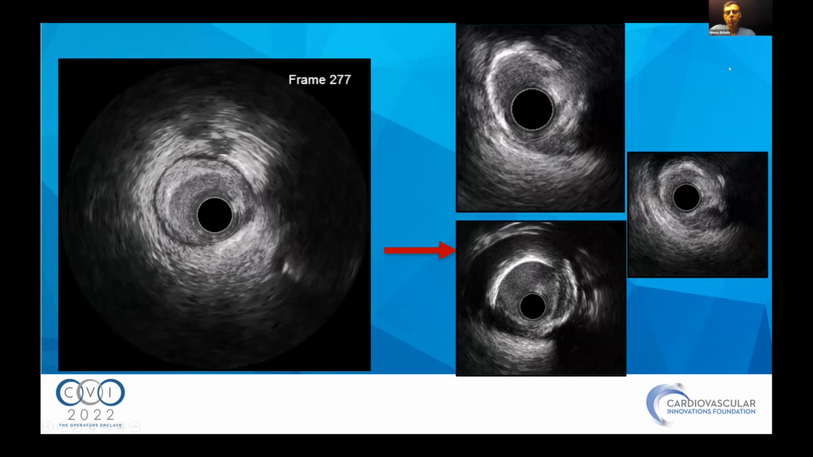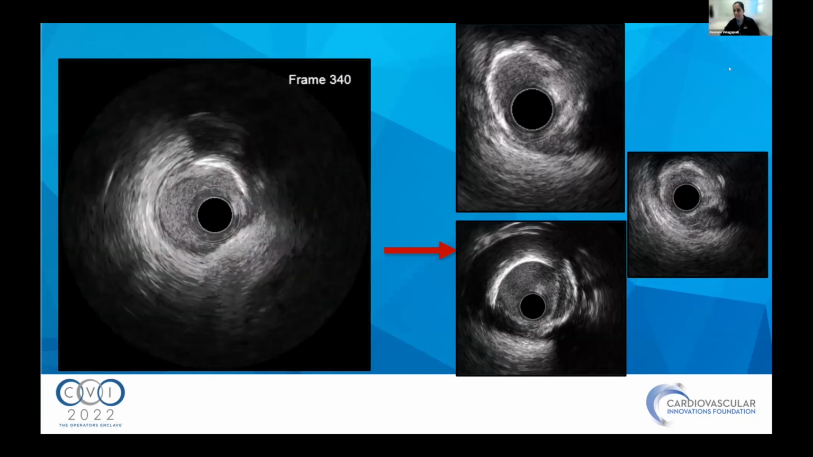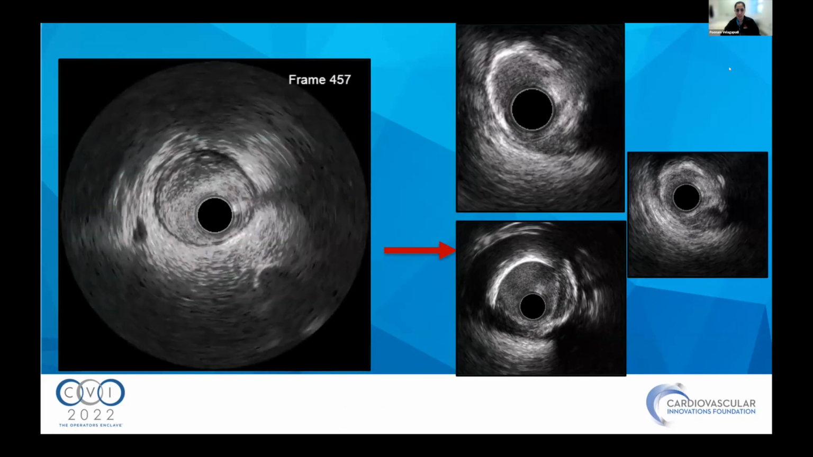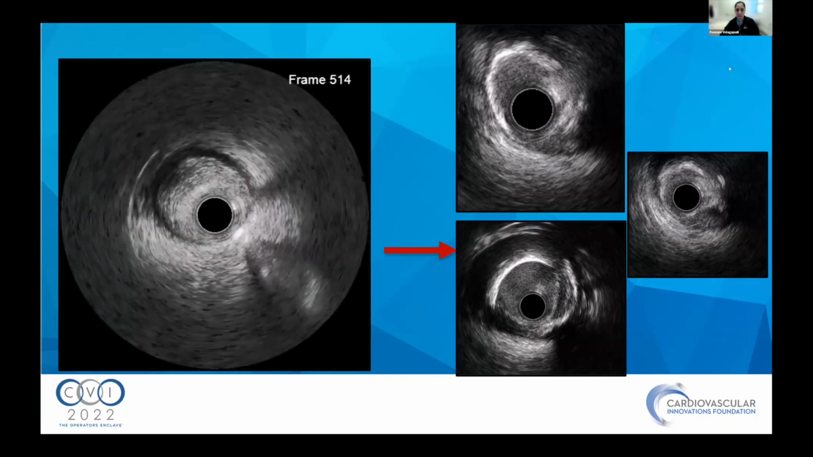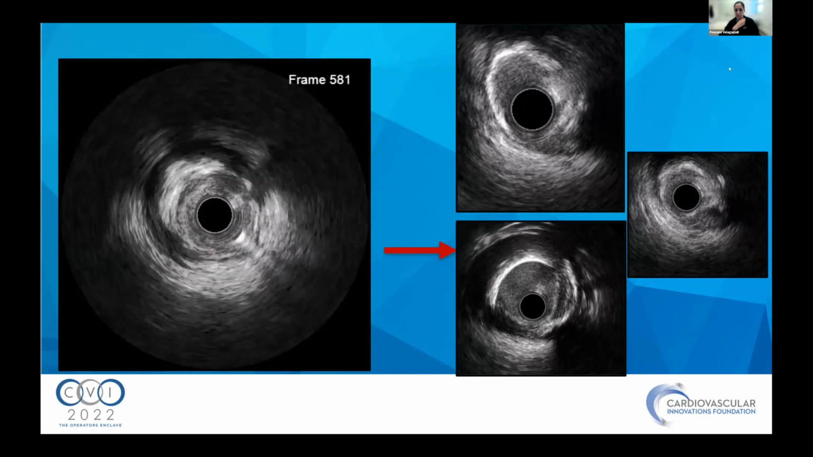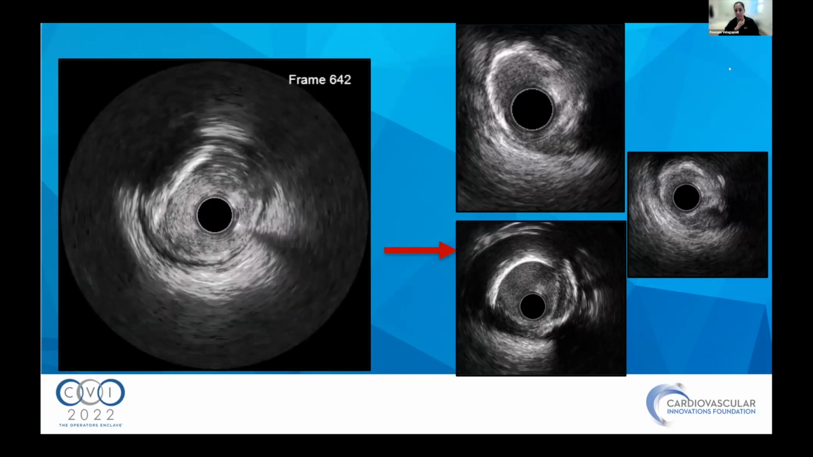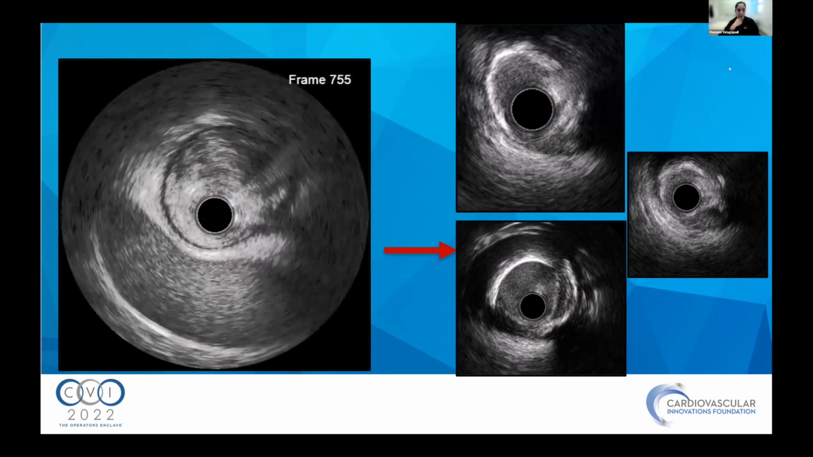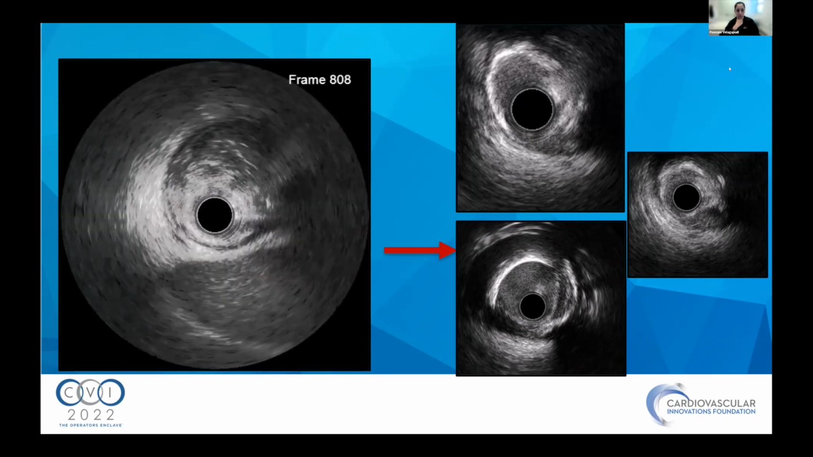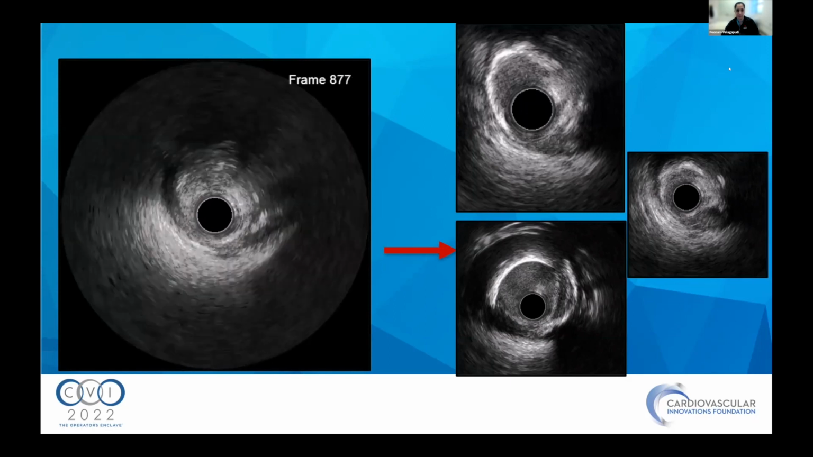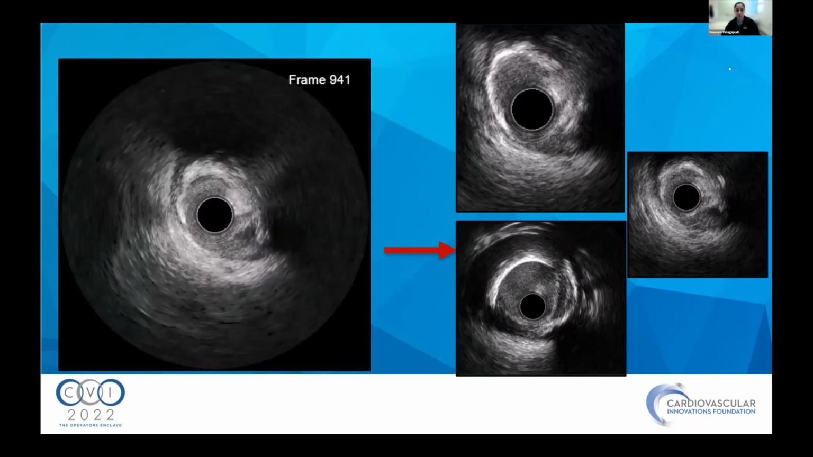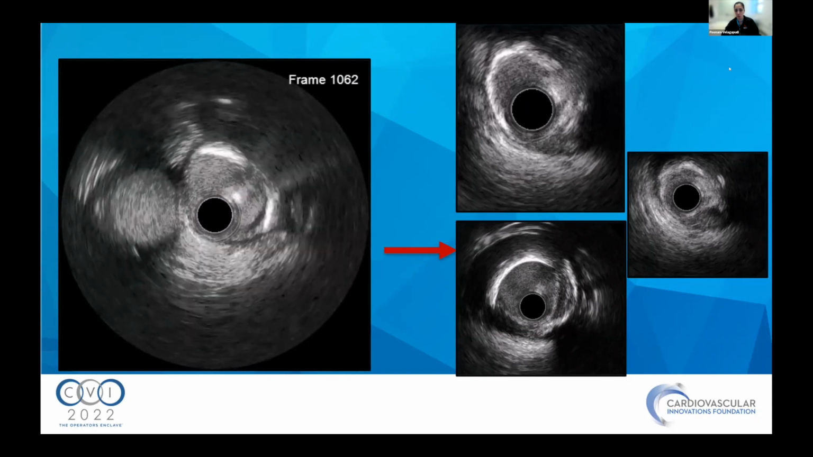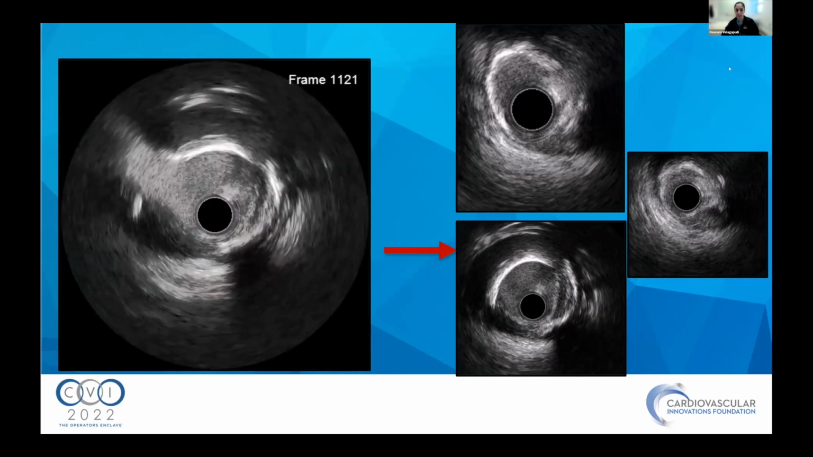And this is the LAD pullback? Yes, this is the LAD pullback. There is some calcium, in some places more than 180, maybe even up to 270 degrees. You can tell the thickness on the IVUS, obviously. Lengthwise, about 4 to 5 millimeters, and really the tightest part was about 2 to 2.5 millimeters. So this was definitely a balloon-crossable lesion with calcium.